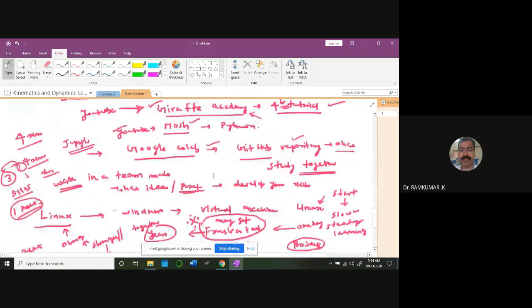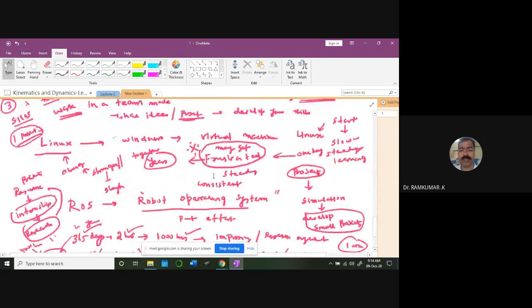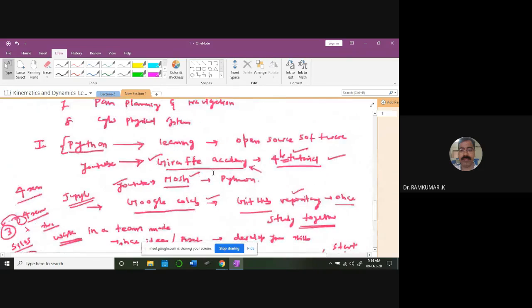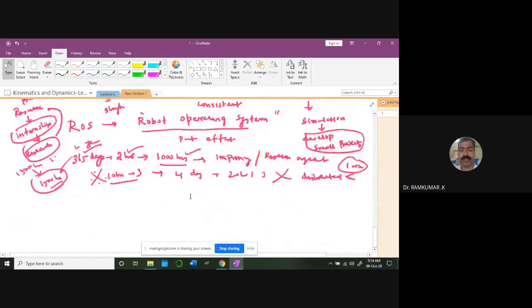Now, if you look at this, I mentioned 2 software tools. One is Python, another is the robot operating system based software. And then another thing I would like to convey here is for RoboAnalyzer, for my subject. In my point of view, it may take around 6 hours of learning.